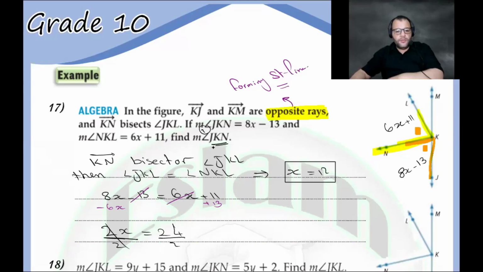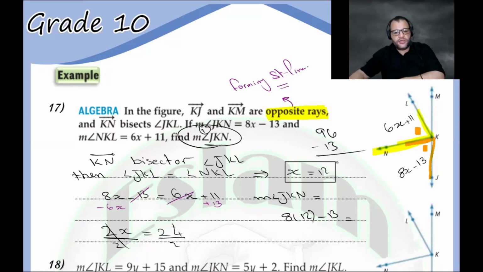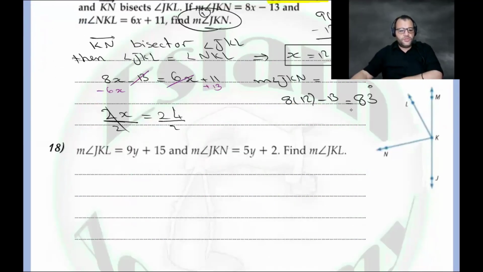But we didn't finish, because the required is the measure of angle JKN. Please read the question carefully. JKN is 8 times 12 minus 13. What is the answer? 8 times 12 is 96, minus 13, which is 83. Any problem for this one? No. Okay.